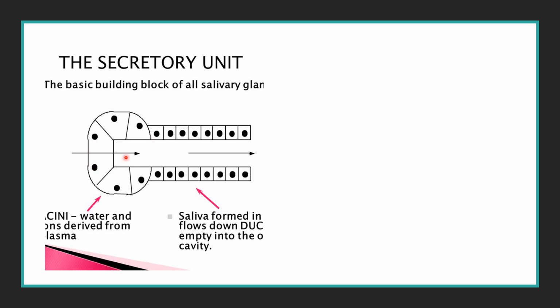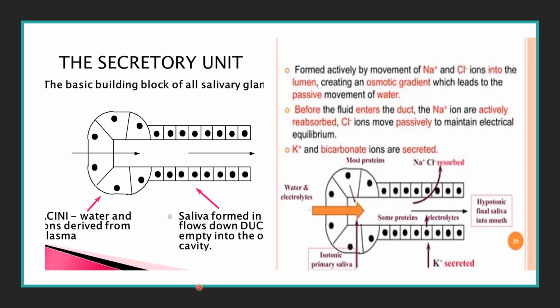Now, while it flows through the ducts, there will be some modification of the composition of the saliva. The composition of the saliva is modified as it flows from the acini out into the ducts that eventually coalesce and deliver the saliva into the mouth. Now what type of modification will happen?